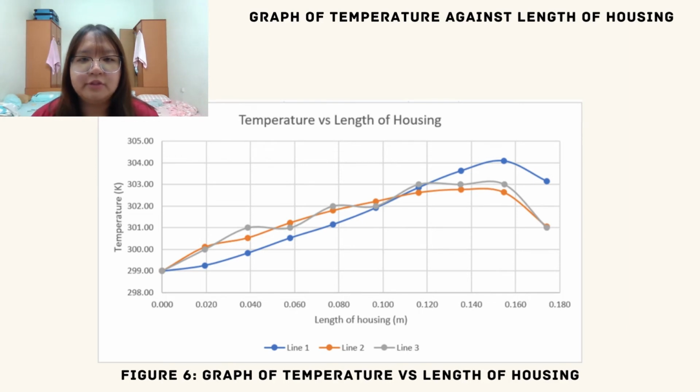From figure 6, which is the graph of temperature against the length of housing, we can clearly observe that the temperature along the 3 lines of the housing increases as the length of the housing increases, up to about 0.155 meter, but the temperature shows a slight drop after the length of 0.155 meter. Even so, the final temperature at the end of each line of the housing is still higher than at the inlet.